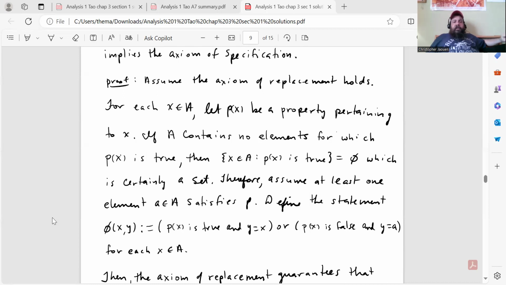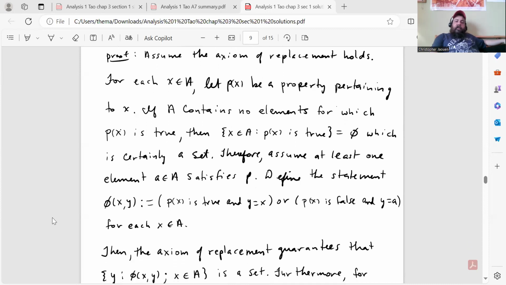We actually don't even need to use the axiom of replacement there. But then for the other case, we assume that there is at least one element of A satisfying the proposition P.